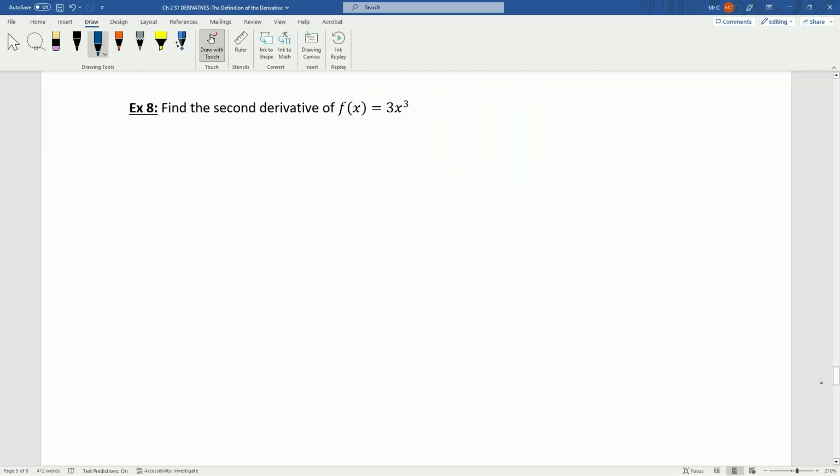Okay, so a couple more examples here. First, we'll find the second derivative of f of x equal to 3x cubed.